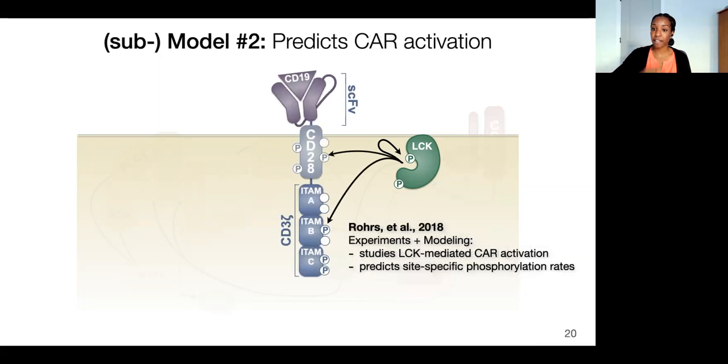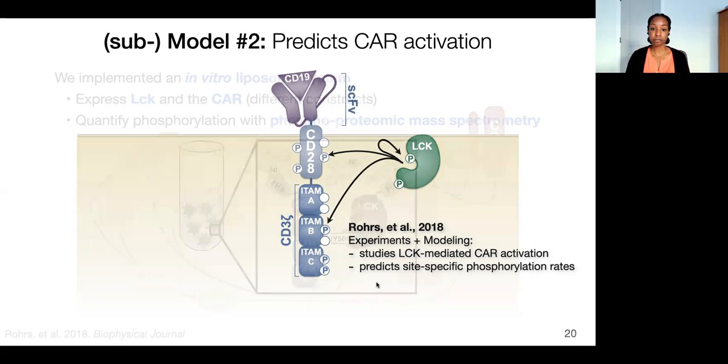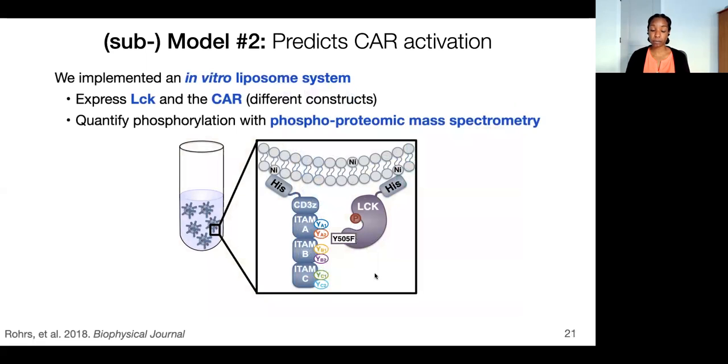And then we started marching down the pathway. So then we said, now that we know the catalytic activity of LCK, can we predict and understand the rate at which it phosphorylates different sites on the CAR structure? So prior to our work, this really hadn't been explored in great detail. And so my student Jen combined both experiments and modeling to look at LCK-mediated CAR activation. So the experimental system that she implemented was again from Ronald Vale's group, where they used an in vitro liposomal membrane system to represent the membrane environment of T cells.